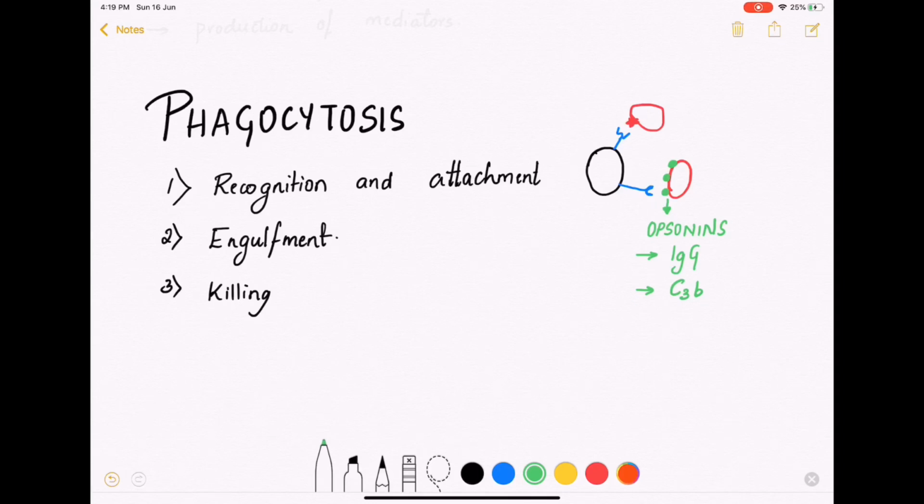This is followed by engulfment. Now this engulfment happens because of some pseudopod formation. So this is the phagocytic cell and it has recognized the bacteria here. There will be pseudopod formation. And this pseudopod formation is because of polymerization of the actin here. There is polymerization of the actin and then pseudopod formation, and finally this will lead to engulfment of the bacteria.